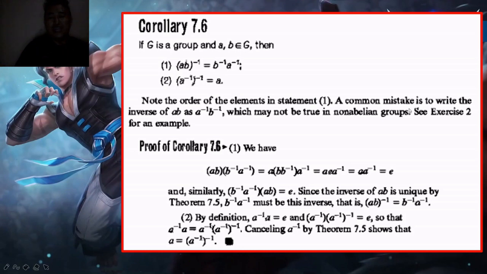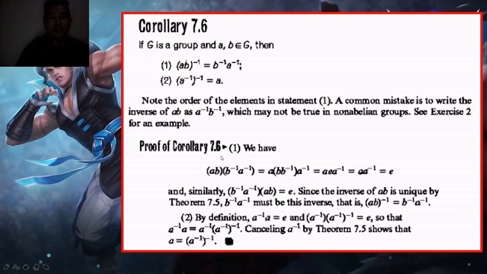A common mistake is to write the inverse of AB as A inverse B inverse. So giuna class ang inverse sa A then B inverse. Which may not be true in non-abelian groups. So sa mga non-abelian groups kasi di ni siya mo true. So see exercise 2 for an example.